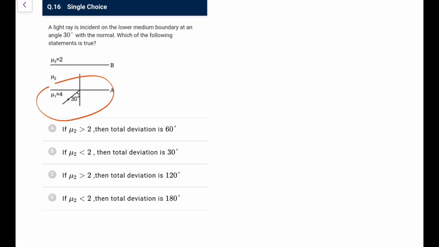So for TIR to occur, first of all I have 4 into sine 30 should be equal to mu2 into sine 90, I should write. So mu2 for TIR comes out as 4 sine 30 by sine 90, that is 2. So if mu2 is greater than, sorry, less than 2, this TIR will occur.